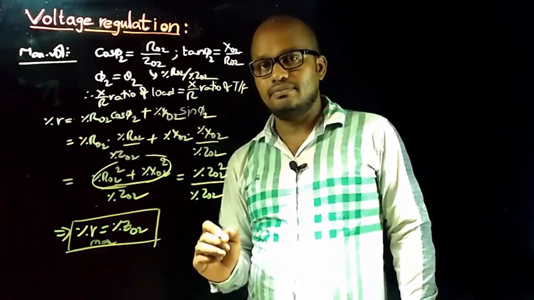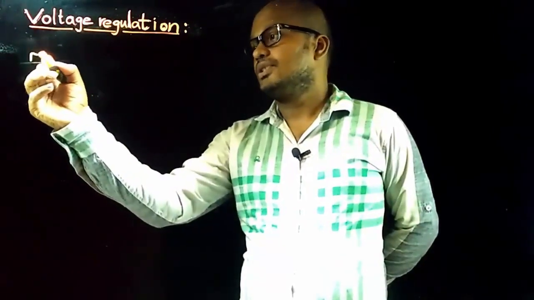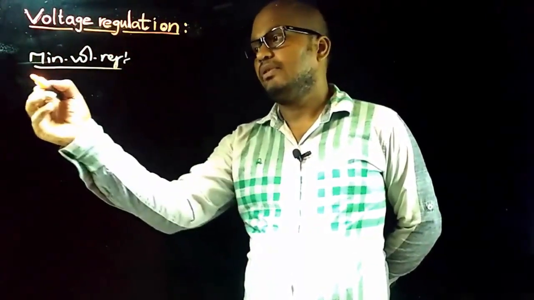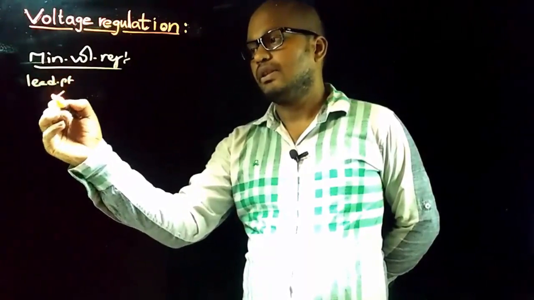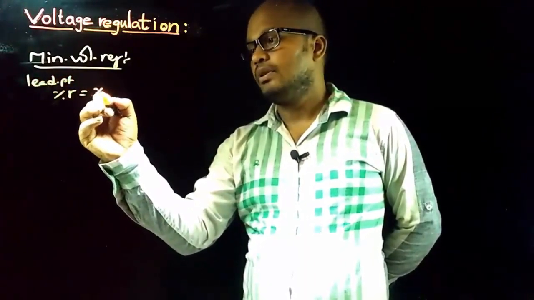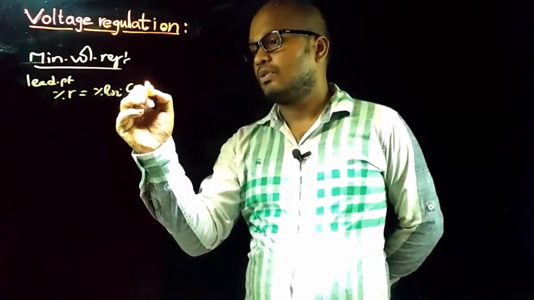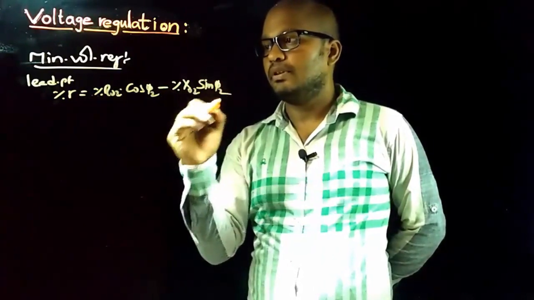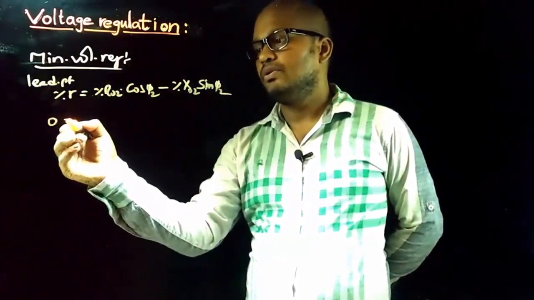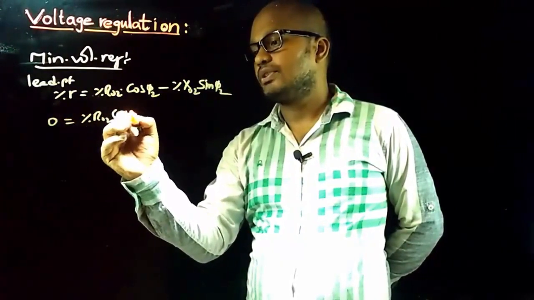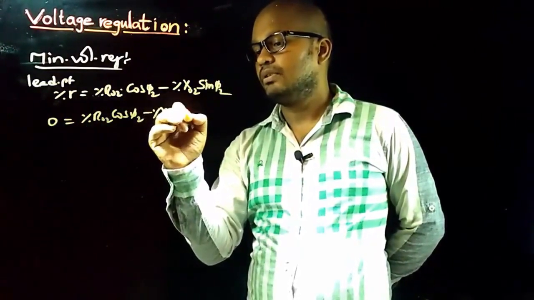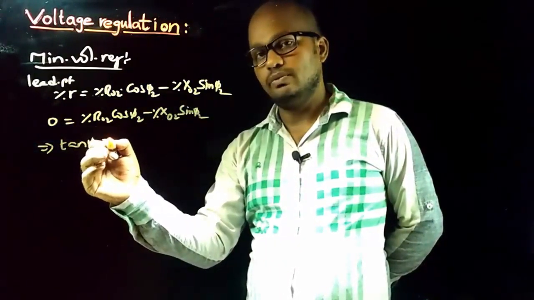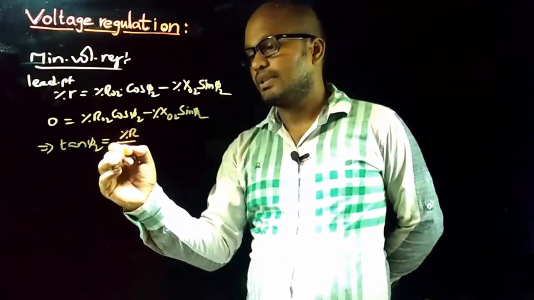And now let's derive the conditions for minimum voltage regulation, and minimum voltage regulation is obtained for leading power factors. So let's consider the formula. Percentage regulation is equal to percentage resistance drop into cos phi 2 minus percentage reactance drop into sin phi 2, and minimum voltage regulation means 0, so that is equal to percentage R02 cos phi 2 minus percentage reactance into sin phi 2. That implies tan phi 2 is equal to percentage R by percentage X.